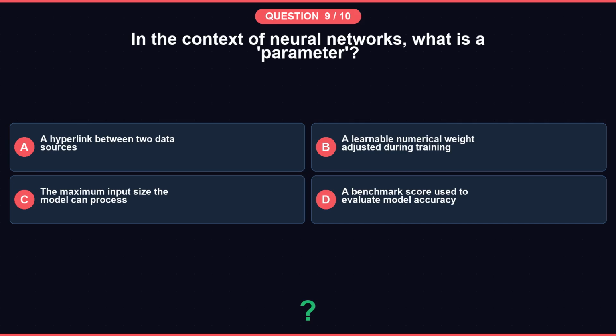Question 9. In the context of neural networks, what is a parameter? A. A hyperlink between two data sources. B. A learnable numerical weight adjusted during training. C. The maximum input size the model can process. D. A benchmark score used to evaluate model accuracy.